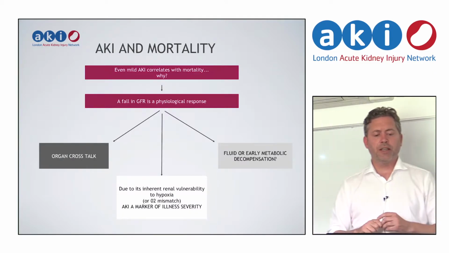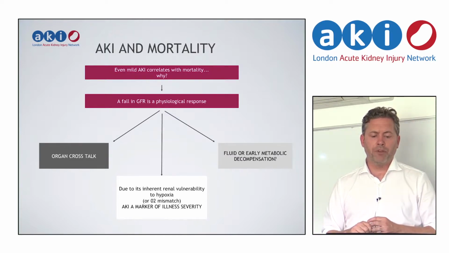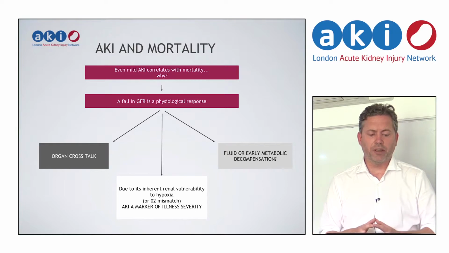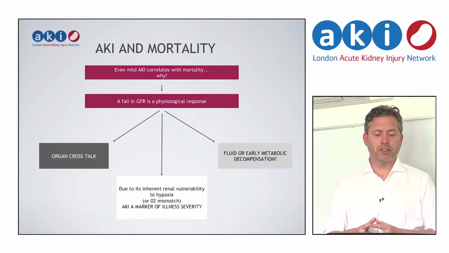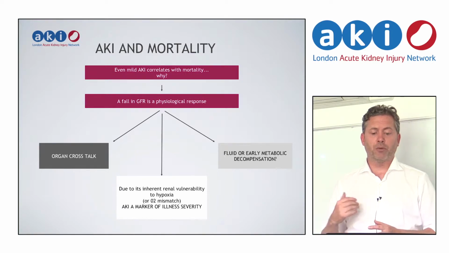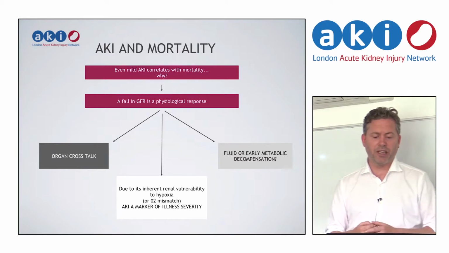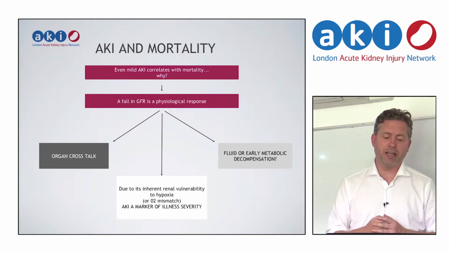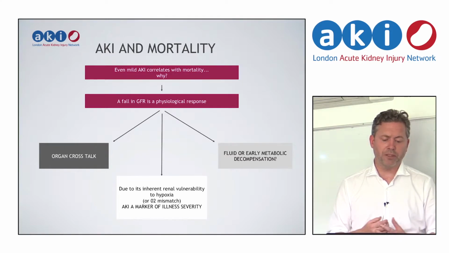So why does even mild AKI correlate with mortality? Well, I think there's 4 things to take into account here. A fall in GFR will often be a normal physiological response to a circulatory insult. The creatinine is going up because it has to. Beyond that, I've touched on this inherent vulnerability the kidney has to problems with oxygen delivery into tissues, oxygen delivery mismatch. So AKI may be a marker of illness severity.